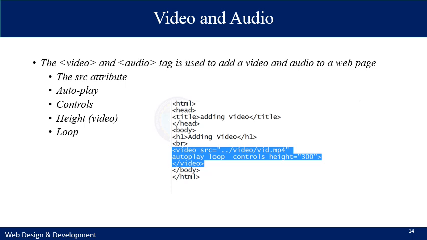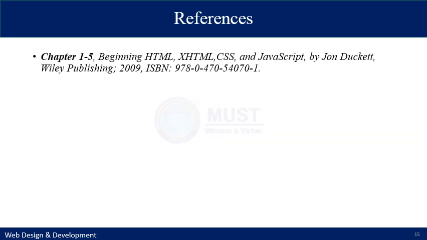Controls specify that you want to see the controls such as pause, play, stop, etc. Height usually is specified in the video tag, and you can specify the height of your video. Loop specifies that your audio or video will be looped. Whenever it reaches the end, it will start from the beginning again. So here you can see the implementation of the video tag. Similarly, an audio tag can be implemented. However, height will not be used in the audio tag.